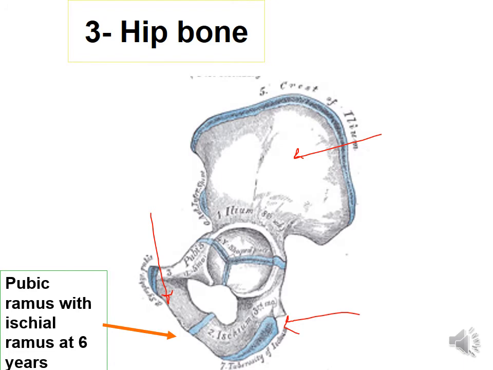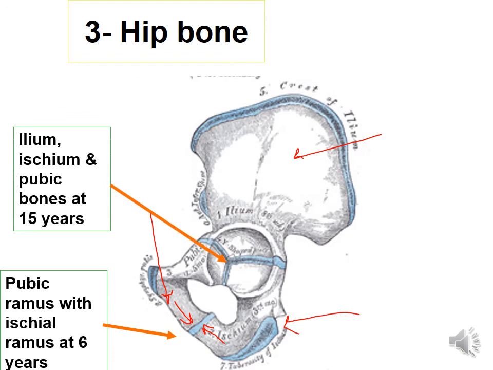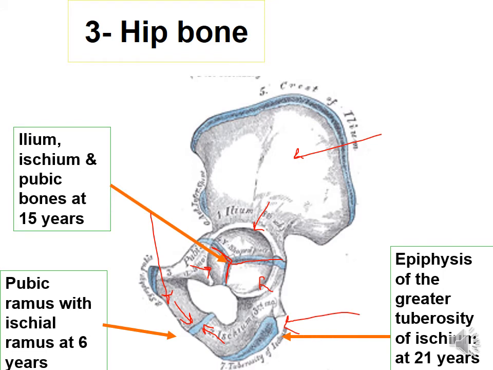First, the pubic ramus, this is called the inferior pubic ramus, unites with the ischial ramus at the age of 6 years. And of course here I don't mention the words if male because before puberty there is no differentiation between male and females. This is followed by the union of the three bones, the iliac bone, the pubic bone, and the ischial bone, at this Y-shaped suture in the acetabulum, at the age of 15 years in males.